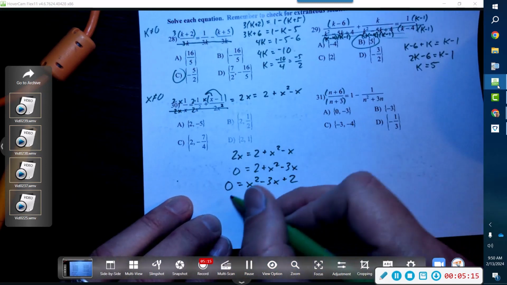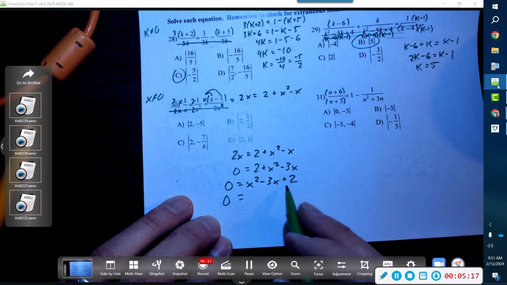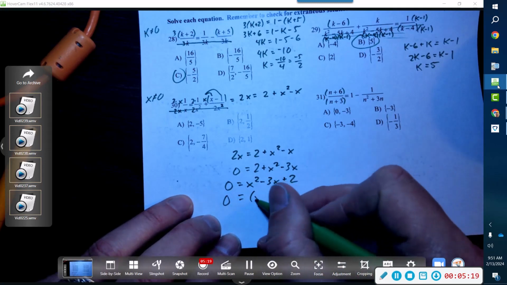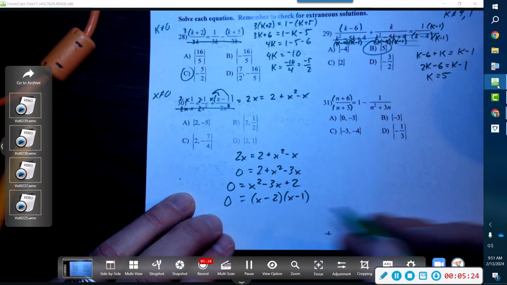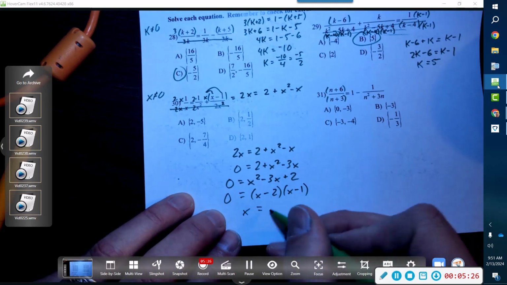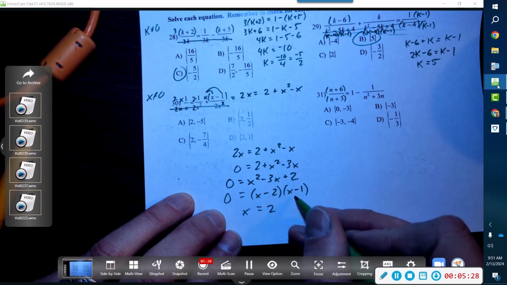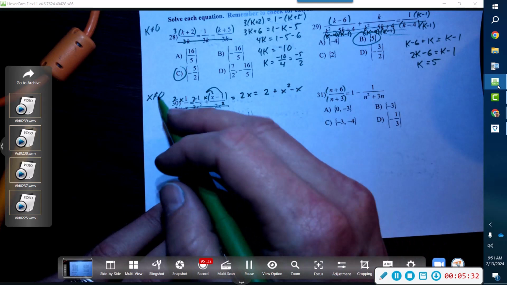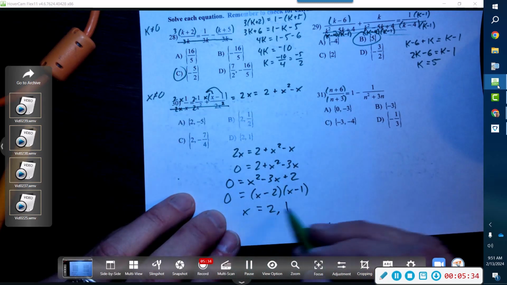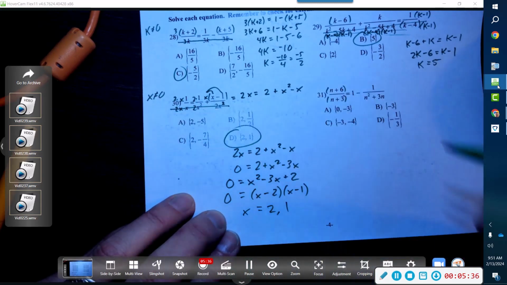Okay, what are the factors of 2 that give us negative 3? That would be x minus 2 and x minus 1. So therefore, x equals 2 would give me 0, and positive 1 would give me 0. Those guys are not 0, so these are both good. My final answer is D.